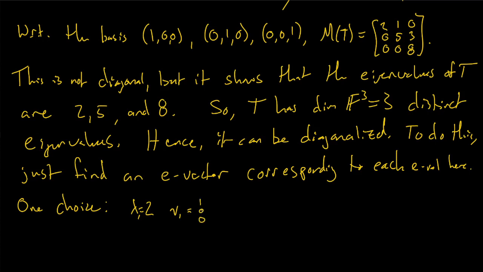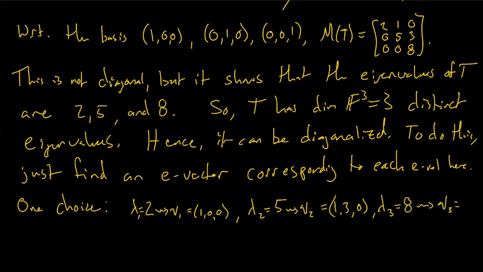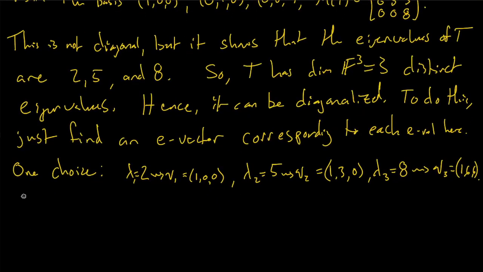How about 1, 0, 0. I'll write it across. Lambda 2 equals 5. Let's take V2 to be, I'll even draw little squiggly arrows here to make it clear that these ones are giving each of them. Okay, so for 5, we can get 1, 3, 0. And then lambda 3 equals 8. We'll get out V3 equals, let's do 1, 6, 6. Okay. Cool.